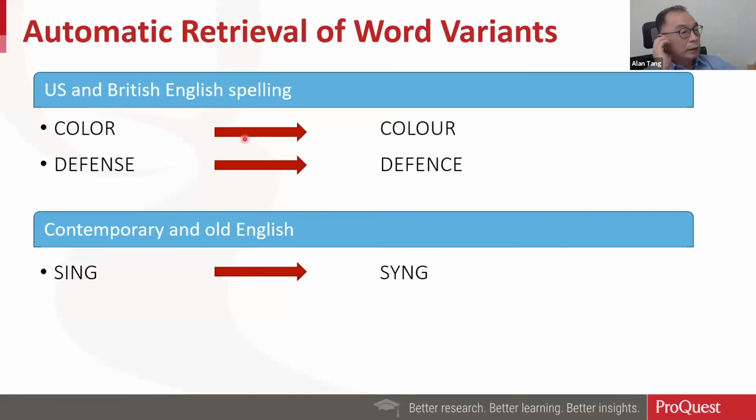And also, especially in historical newspapers, there are some different spellings between US and British, like color, defense, or contemporary and Old English, sing. So sometimes if you type in sing, S-I-N-G, to search historical newspapers, you may not have a very rich outcome. But if you search sing or S-Y-N-G, then you may get a richer search result. You won't miss some of them. Okay.